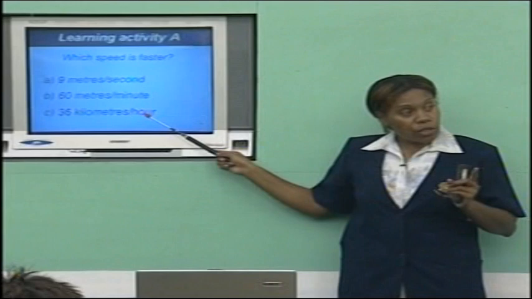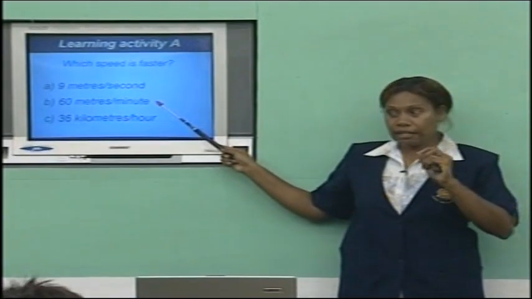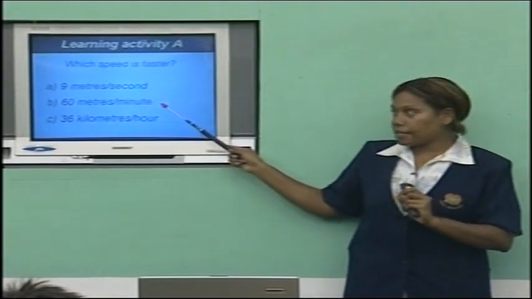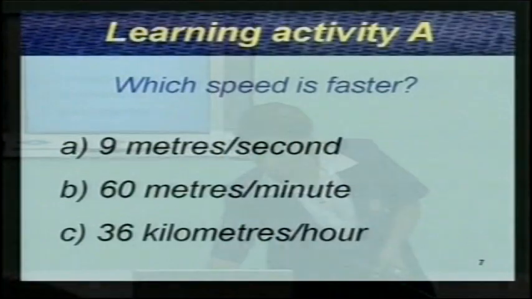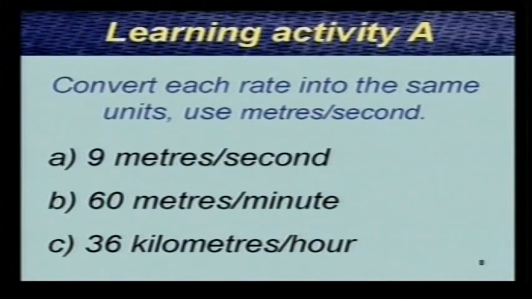So what we are going to do is we have to change them into one same unit. Okay, class and receiving students. So we are going to convert each rate into the same units, and we are going to use meters per second. So you get what I mean, right? We change these rates into meters per second. And then we can compare which speed is faster. Will it be A, B, or C?